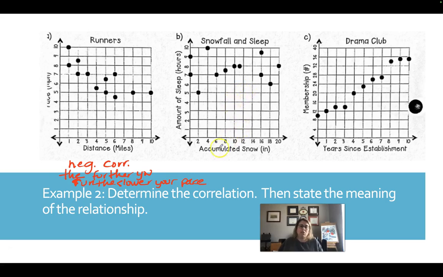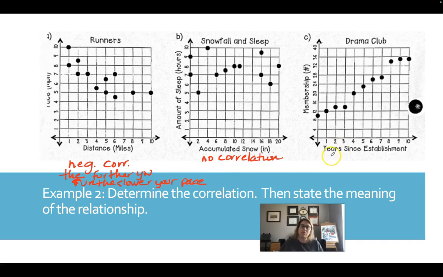This is accumulated snow. This shows how many inches of snow versus the amount of sleep. And you can see there's no correlation. So how many inches of snow you get has nothing to do with the sleep. I'm going to say it out loud. I'm not going to write it.